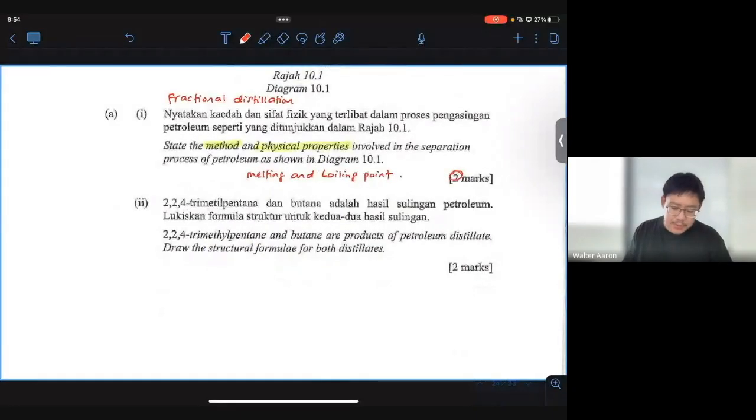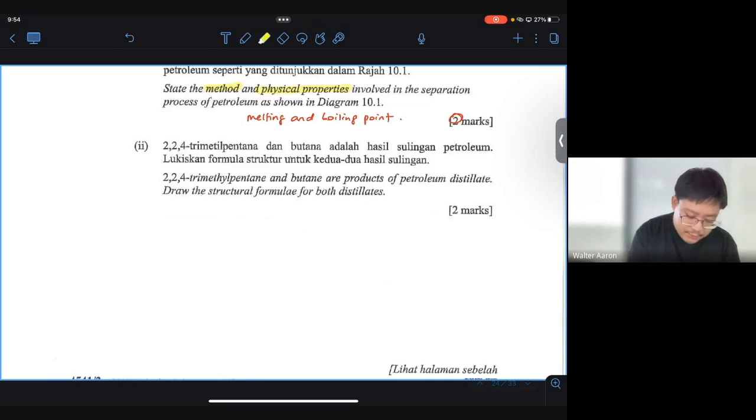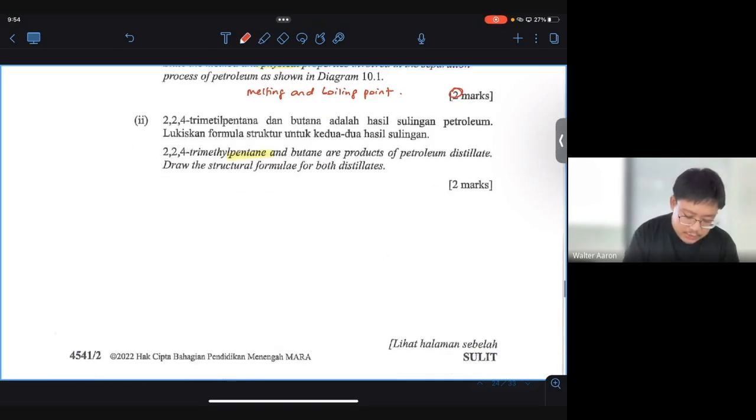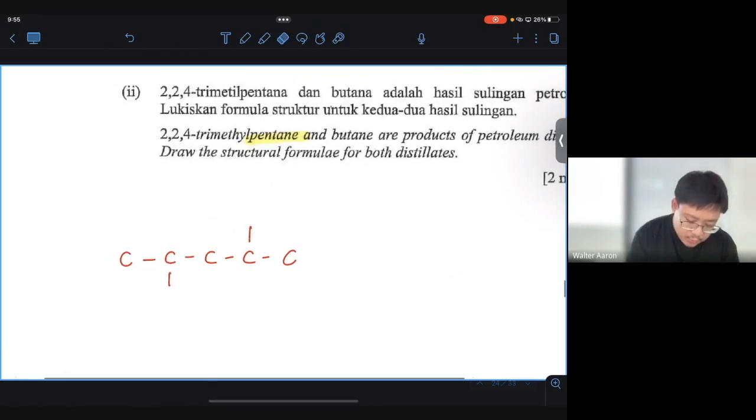2,2,4-trimethylpentane and butane are products of petroleum distillate. Draw the structural formula of the distillate. So let's try 2,2,4-trimethylpentane. We'll draw pentane first because that's the main structure. Pentane has 5 carbon atoms. Since it's 2,2,4, there will be 1 methyl here, 1 here, and 1 here, in no particular order. It's up to you where you put it, but it must be on the second carbon atom.